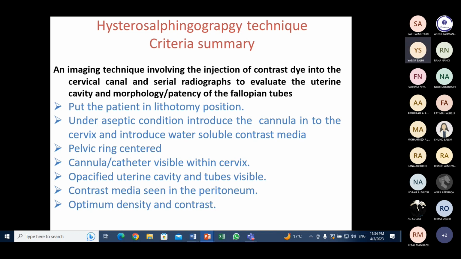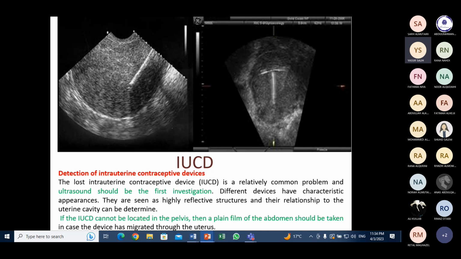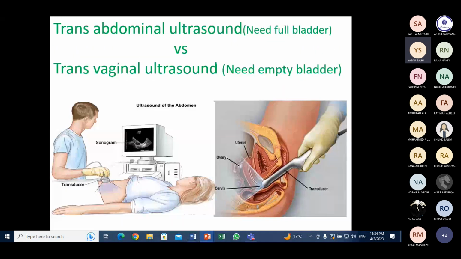This is a hysterosalpingogram. Note that we need contrast before, and then serial radiographs, which can be done by fluoroscopy usually or by a conventional technique. The patient should be in the lithotomy position. Then under aseptic conditions we insert a cannula. This cannula is put in the cervical canal, and then we inject the contrast. The contrast fills the uterine cavity.